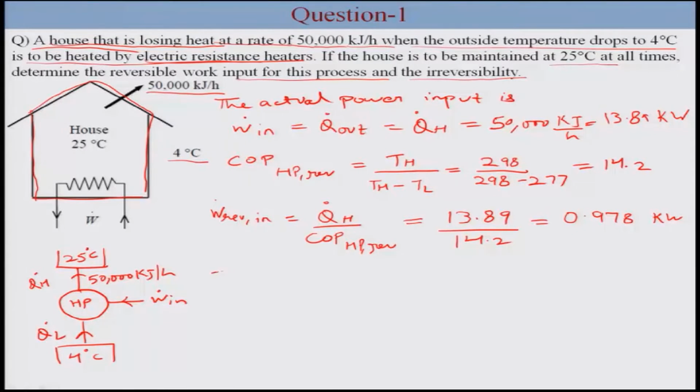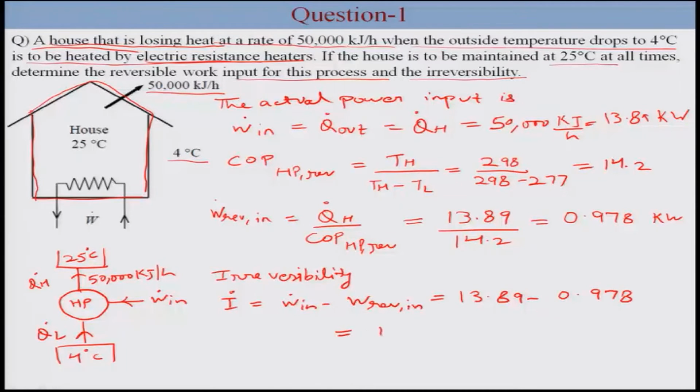So irreversibility, I dot, is equal to actual work input minus the reversible work input. So this is equal to 13.89 minus 0.978, this is equal to 12.91 kilowatt. So this is the irreversibility of this process.